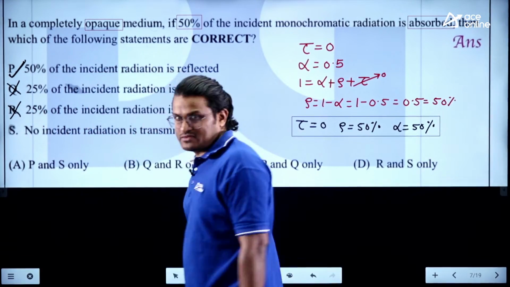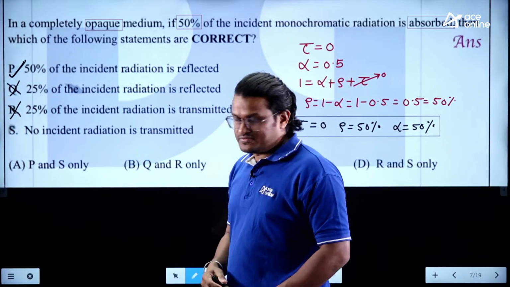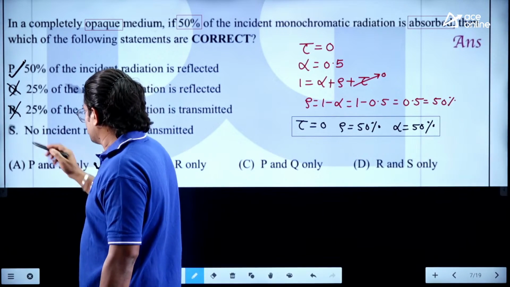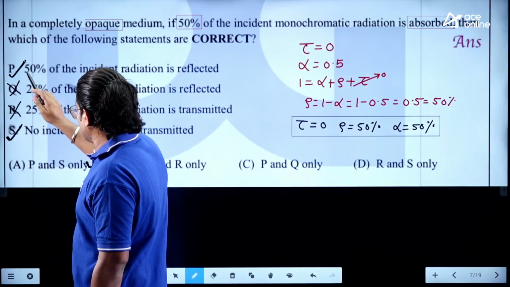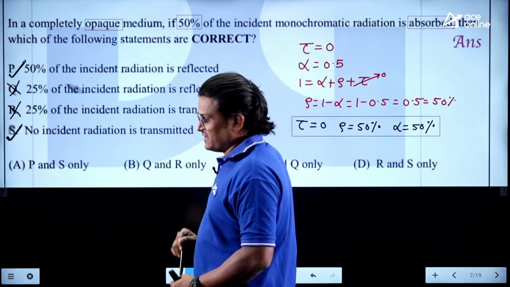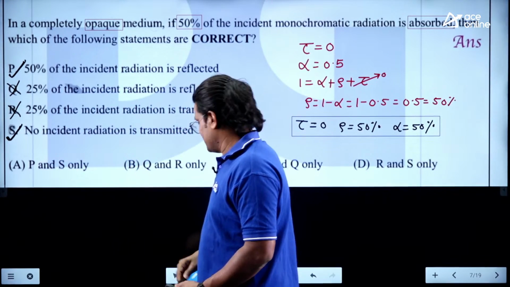R is also not correct. The next point, no incident radiation is transmitted. Yes, so no incident radiation is transmitted. So this is also a right choice. So P is 50% of the incident radiation is reflected, and S is no incident radiation is transmitted.